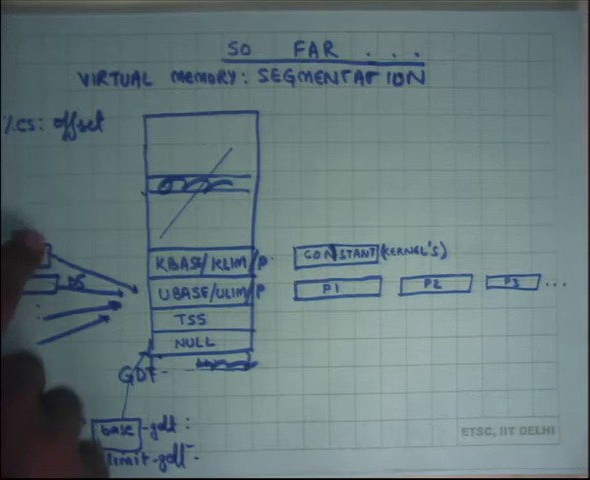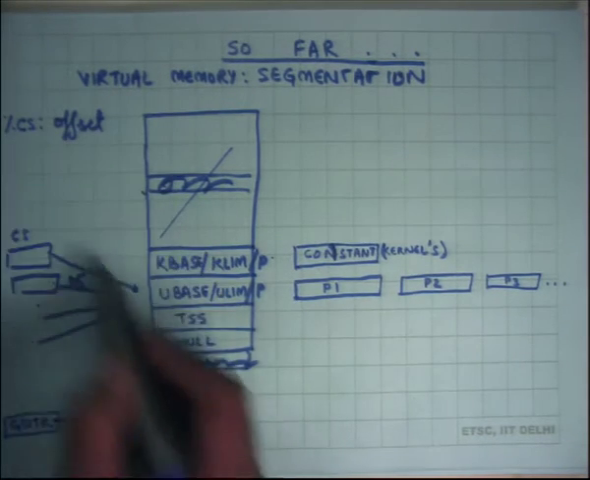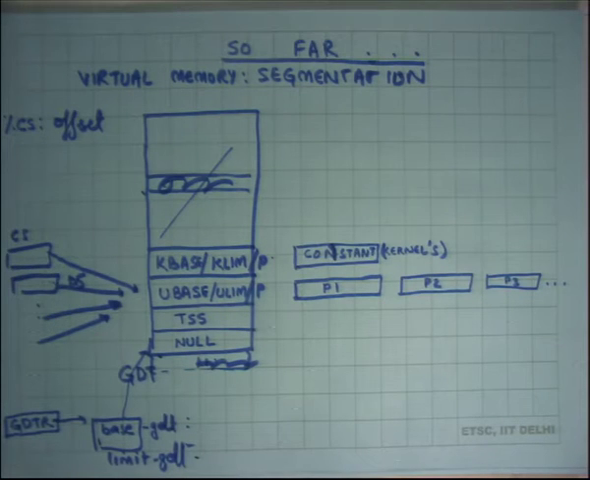The user is not allowed to read this GDT directly. It only gets dereferenced through this mechanism of virtual memory translation, or the MMU. The user cannot access these entries directly.